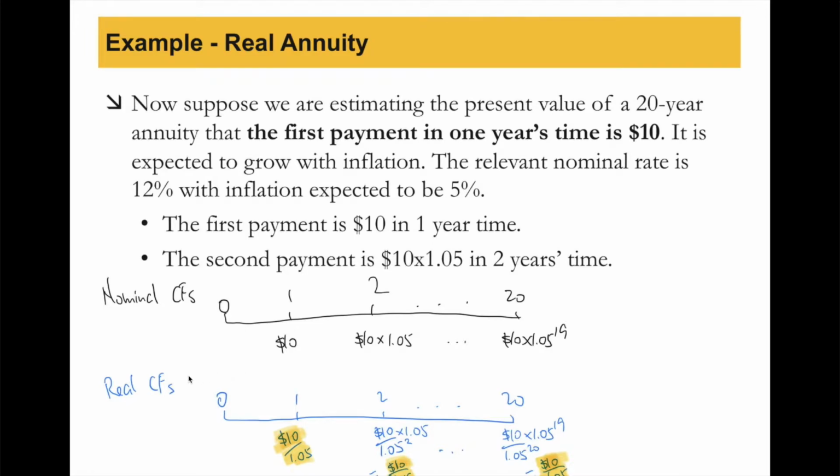But what interest rate should we use? Well, we need to discount real cash flows using the real interest rate. So the next 2 slides will show you the answer.